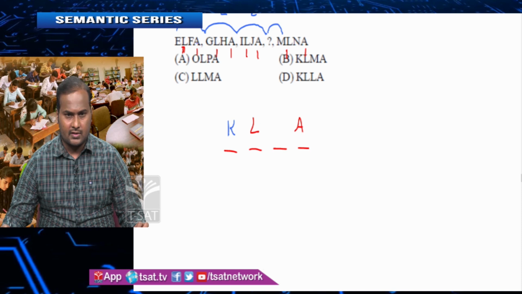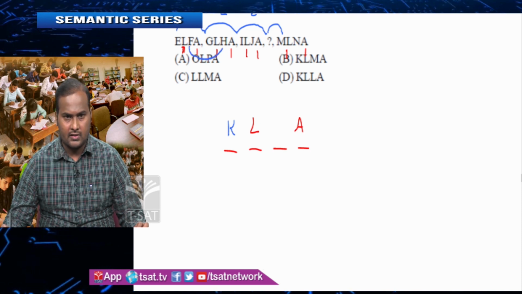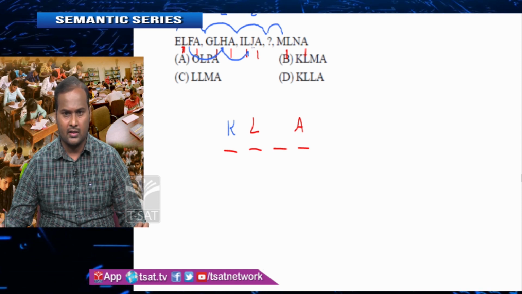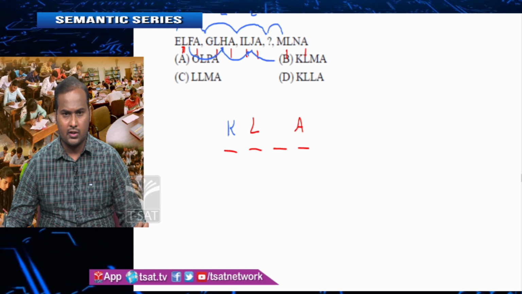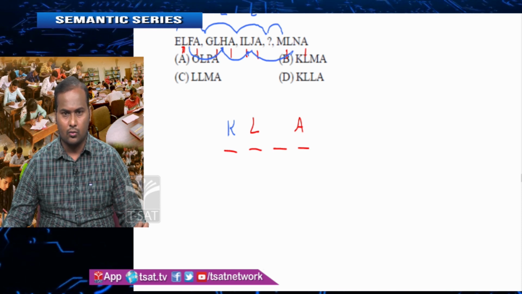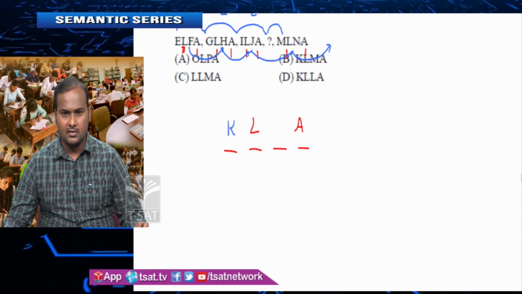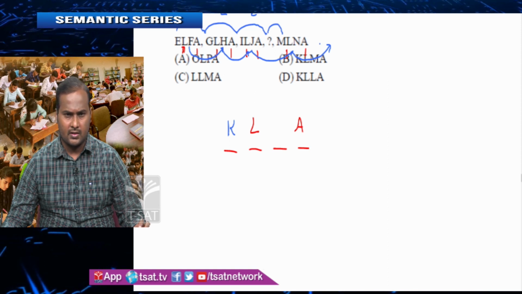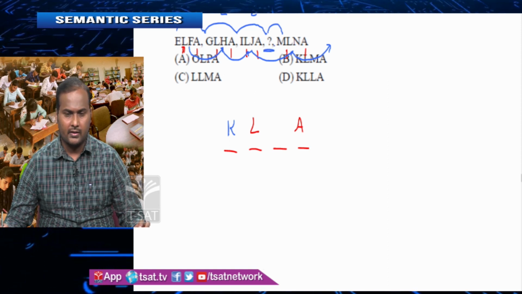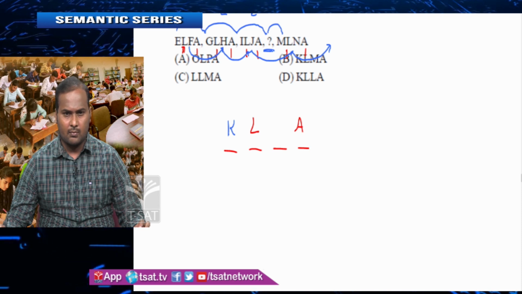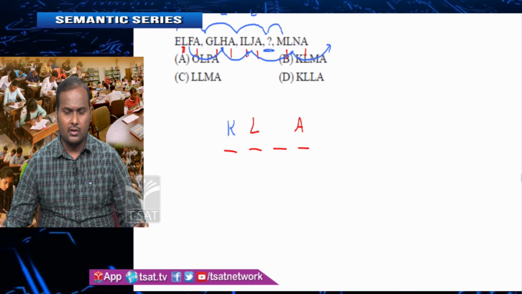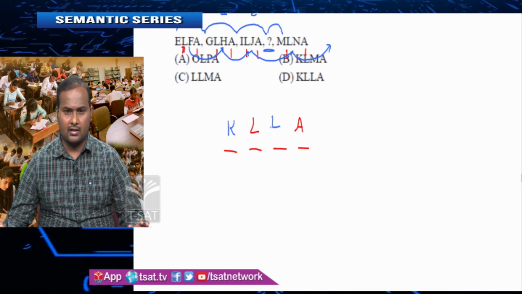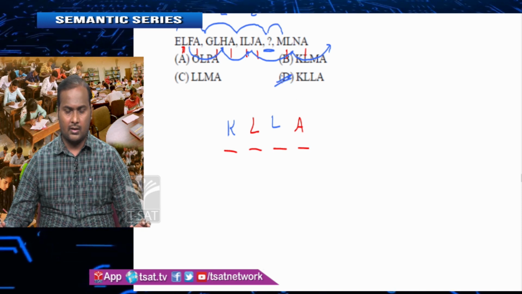Now we will see the next series. Here it is F, H. F to H it is increasing by 2, H to J also increasing by 2. Again J to N is also increasing by 2. So obviously what is the next increase? Sorry, here we need to find out the answer. J, J is 10, plus 2 is 12. So your answer is L. So your answer is KLLA, option D.